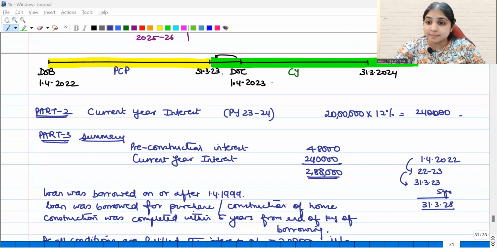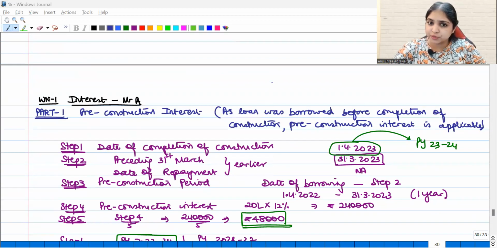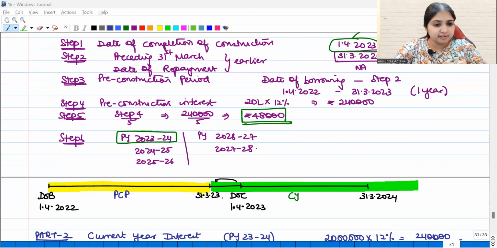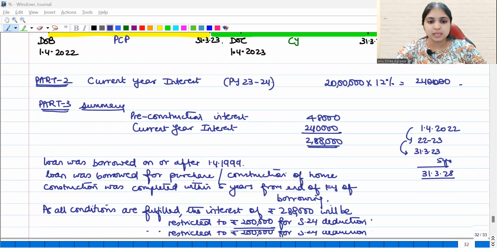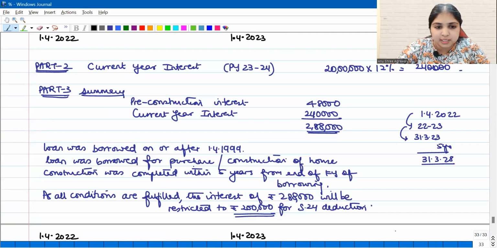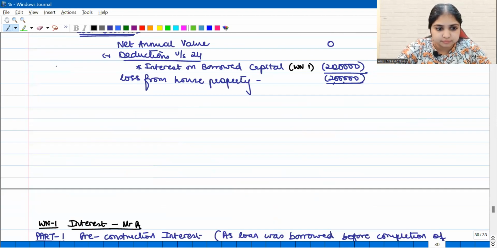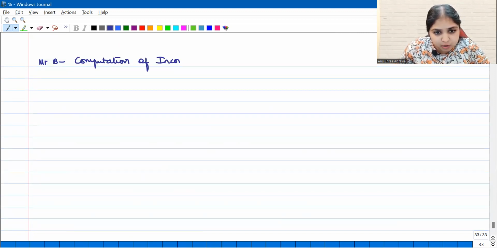So let's go to Mr. B's calculation now. With this Mr. A's calculation, I'm hoping everybody is comfortable, especially with pre-construction interest. Anyways, we'll be seeing pre-construction interest for Mr. B as well. Okay, so after all this, write down the next point. Give the next heading. Write down Mr. B, hyphen computation of income from house property.